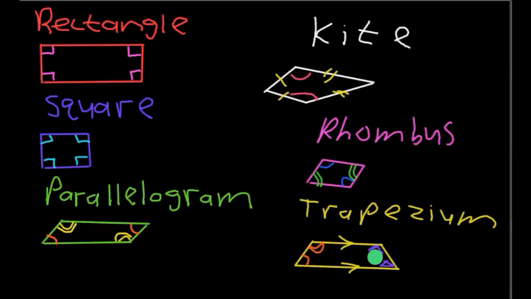So for example, the one might be 30 and the other one 150, and the one might be 20 and the other one 160, and so none of these angles are necessarily the same size, but we have the co-interior angles each that add up to 180 degrees.